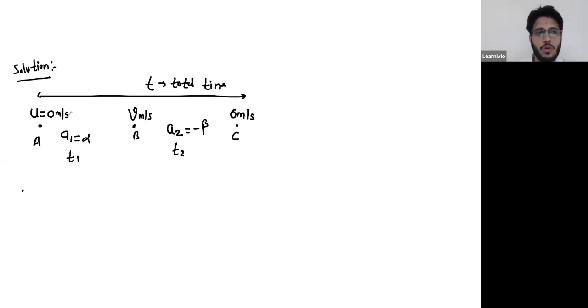So obviously, out of 0, 0 and V, this must be the maximum velocity. So you're supposed to calculate this maximum velocity. Let's start from A to B.